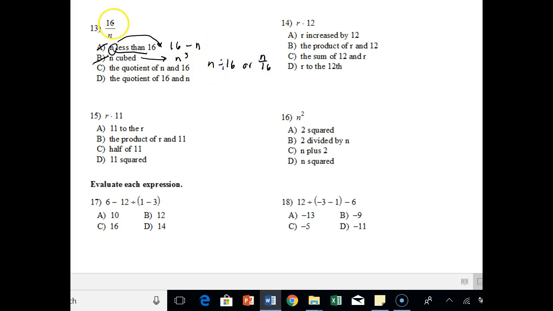Is that what we want? No! We have 16 over n, so that's not it. The quotient of 16 and n. Yes, 16 divided by n, or 16 over n, and D is our answer.